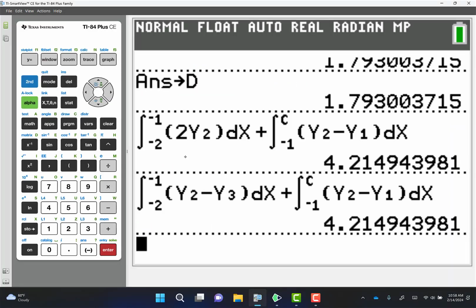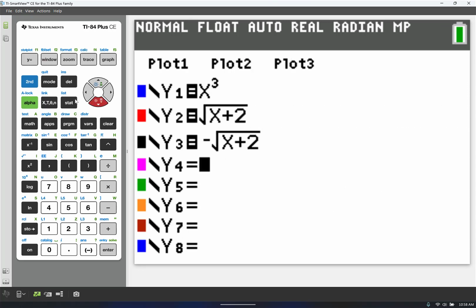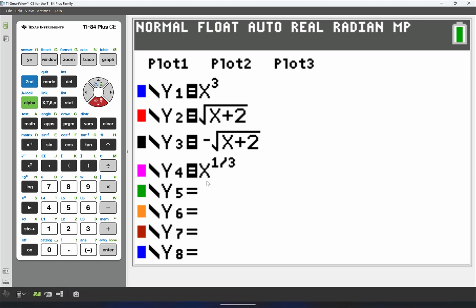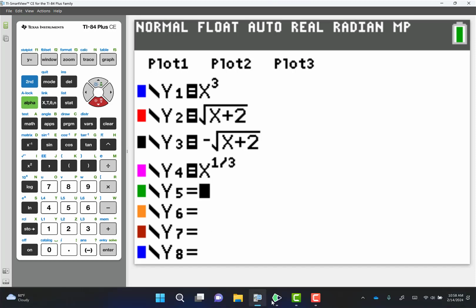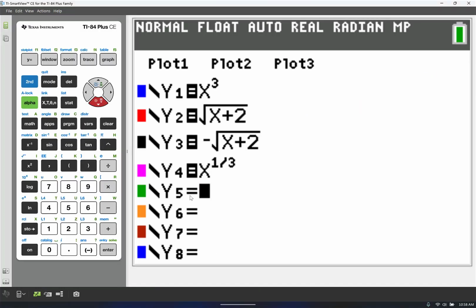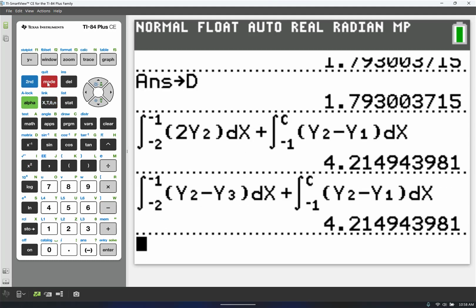Look, I'm going to come over here. I'm going to go to y equals, and notice, I'm just going to go to y4, and I'm going to push x to the 1/3. Really basic, guys. It's just a hack. It doesn't matter what I call it. X to the 1/3. And then for the other one, that says y squared minus 2, right? So I come to y5, and I put x squared minus 2. Remember, it's a dummy letter, as long as I have limits.